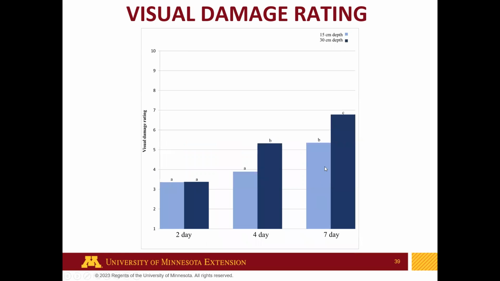We also had an interaction between the submergence duration and depth. And in this particular graph, again, our light blue is our 15 centimeter depth, dark blue is our 30 centimeter depth. And for the 2-day treatment, no significant differences between those two submergence depths. The interaction occurred for 4-day and 7-day. Looking at the 4-day first, you can see the 15 centimeter depth had a significantly lower visual damage rating when compared with the 30 centimeter depth treatment.